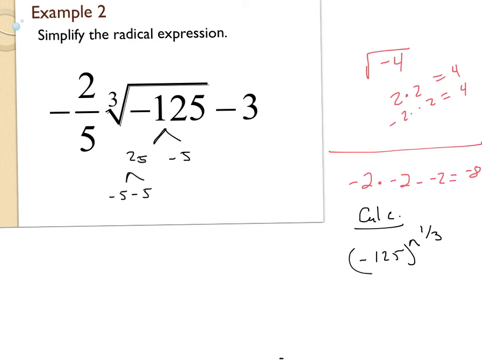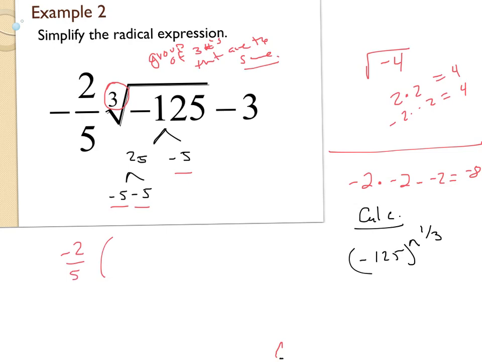Positive 25 is the same as negative 5 times negative 5. And because it is a cube root, we're going to look for a set of 3 numbers that are the same. What 3 numbers that are the same multiplied together will equal negative 125, and that's negative 5. So a lot of times we think about it as positive, and then we just know to make it negative. So I work with the radical first.